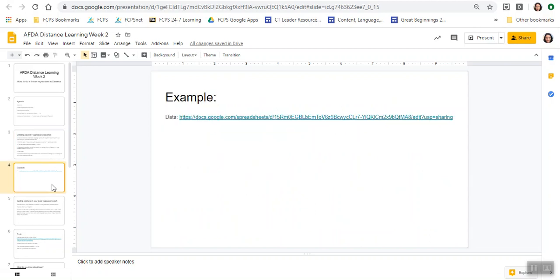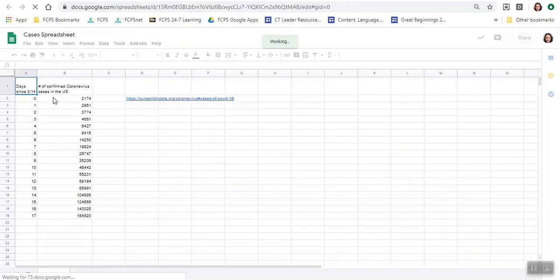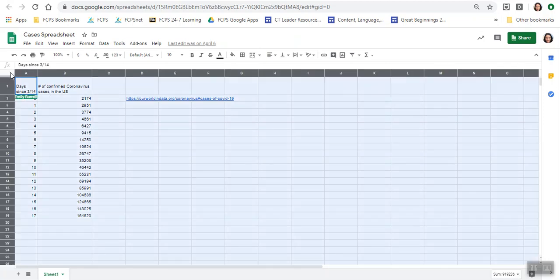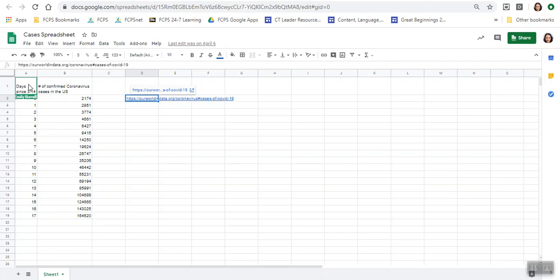So here's the data for the example. I'm going to open the data. For my sample project, I did the number of confirmed coronavirus cases in the United States, and my x is the days since March 14th. So you can see we're actually well past today on this. This is only 17 days since March 14th. Okay, so what I'm going to do is copy this data. Actually, I don't want the link over there. That link is going to be helpful for another time. So let me just try copying it like this.